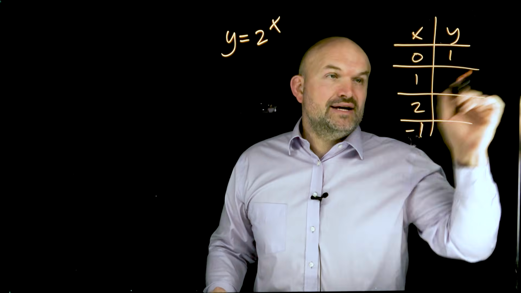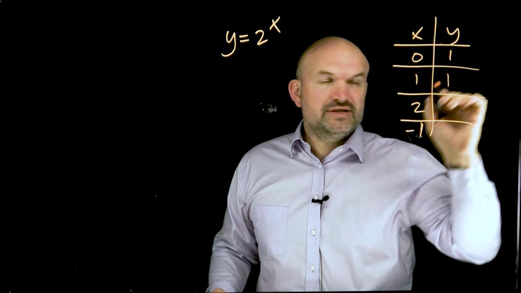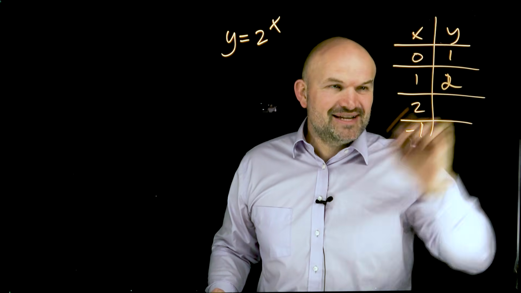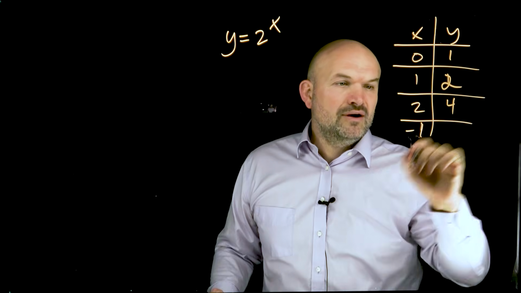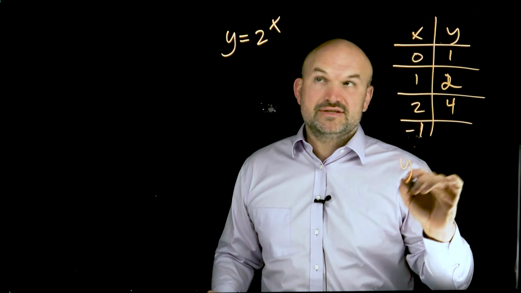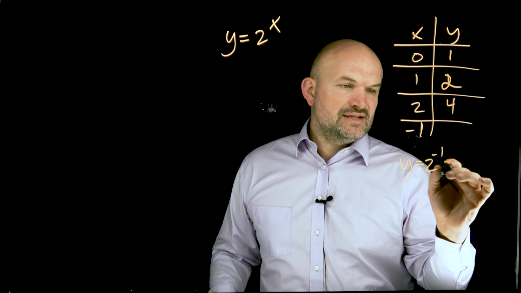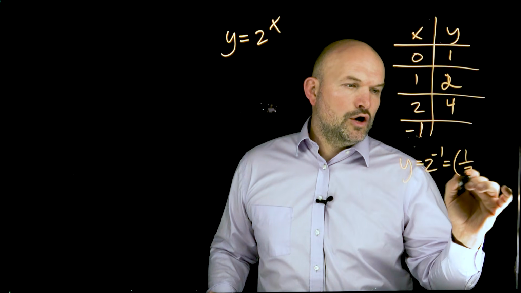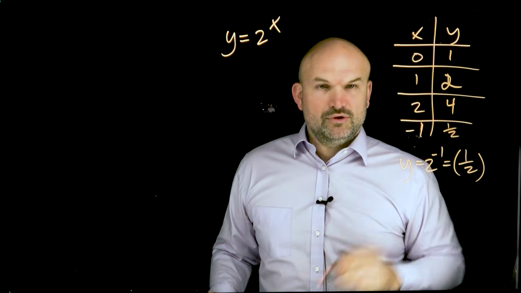If I plug a 1 into there, 2 raised to the first power is just going to, again, give it back to itself, which is a 2. 2 raised to the second power is a 4. And what about a negative 1? Well, just remember, with our negative exponents, y equals 2 to the negative first power is the same thing as 1 over 2. So that is going to equal a 1/2.